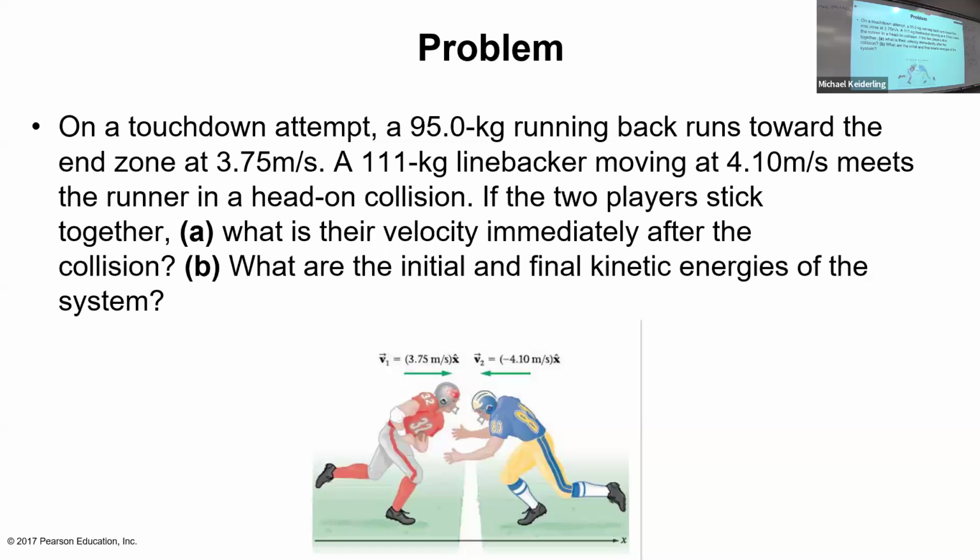Here on a touchdown attempt, a 95-kilogram running back runs towards the end zone at 3.75 meters per second, and a 111-kilogram linebacker moving at 4.1 meters per second meets the runner in a head-on collision. If the two players stick together because they grabbed each other, what's their velocity immediately after the collision, and what are their initial and final kinetic energies of the system? So I'll give you guys a few minutes to work on that.